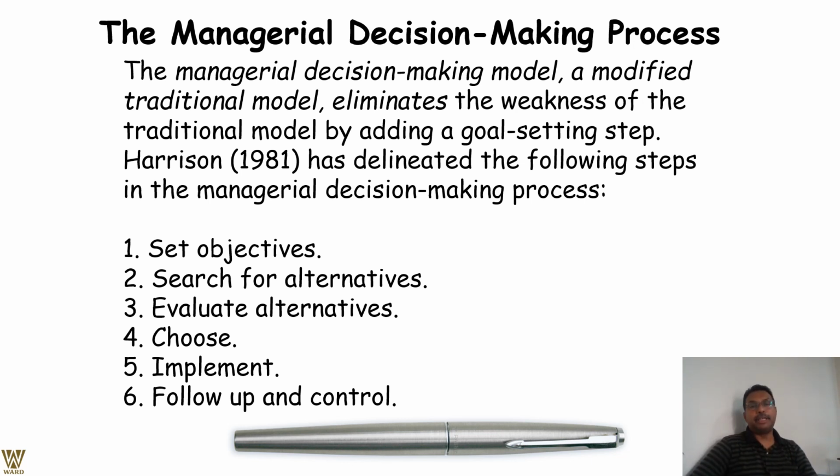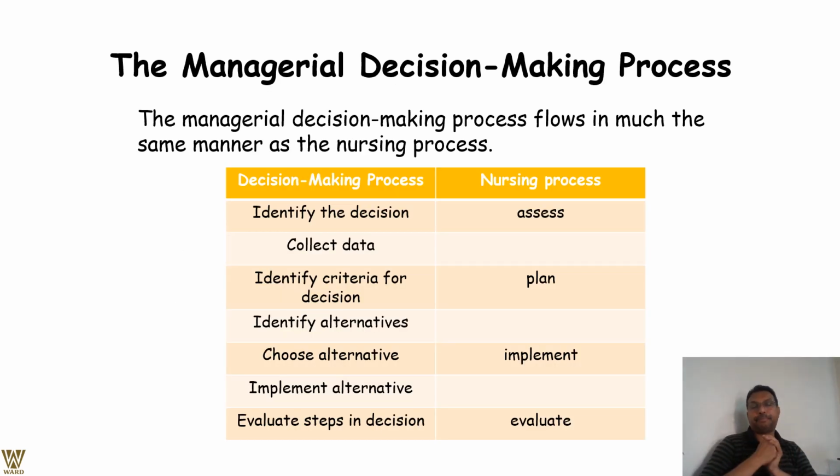Now let us understand the managerial decision-making process. The managerial decision-making process or model is nothing but a modified traditional model. It eliminates the weaknesses of the traditional model by adding a goal-setting step. Harrison, 1981, has delineated the following steps in the managerial decision process. Number one is set objectives. Two, search for alternatives. Three, evaluate those alternatives. Four, choose one of those alternatives. Fifth, implement the chosen one. And the last, sixth, is follow-up and control. I repeat: setting of objectives, searching for alternatives, evaluation of alternatives, choosing an alternative, implementing the chosen one, and following up the action thereby.